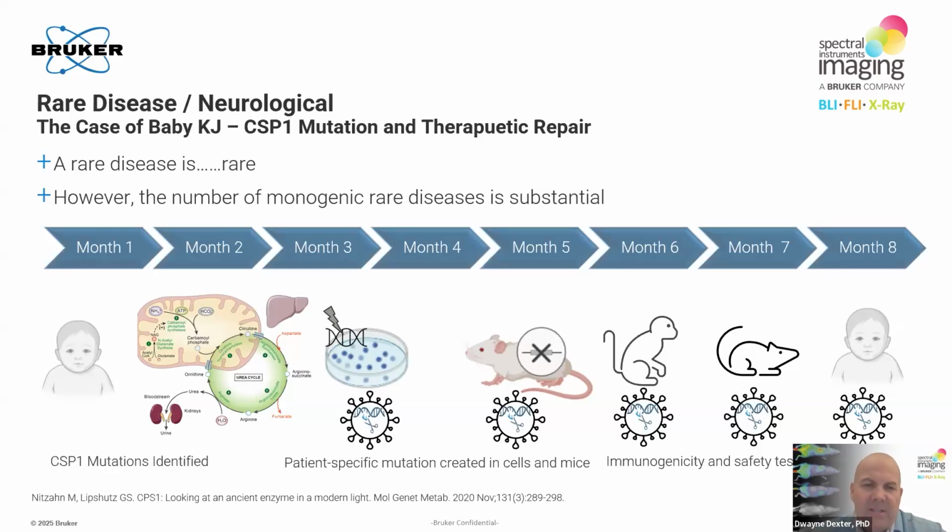So again, this is just a great example of how a complex in vivo system can be used to not only test the viability of a treatment, but also see if a phenotype can be repaired.